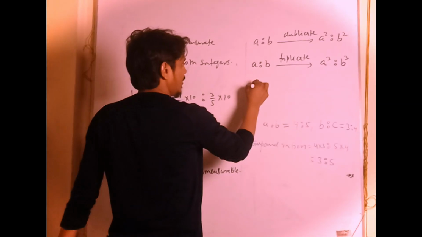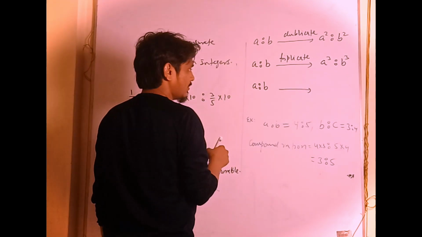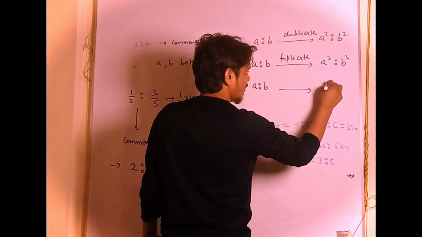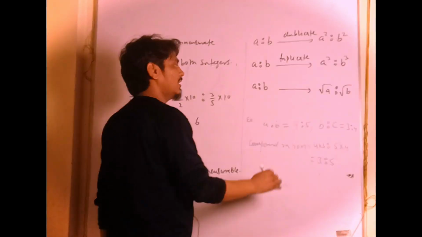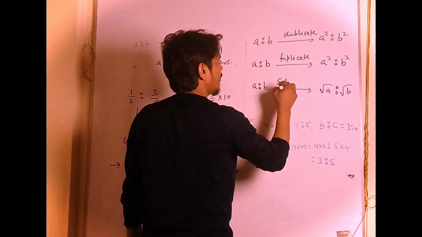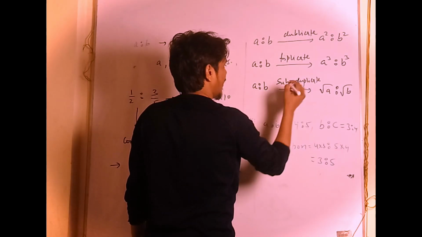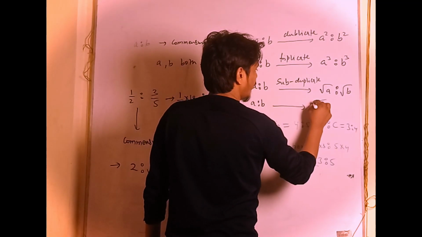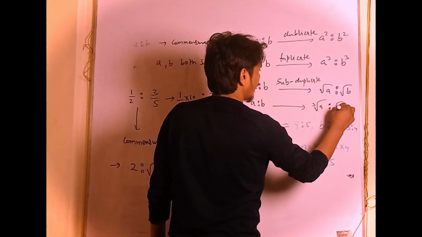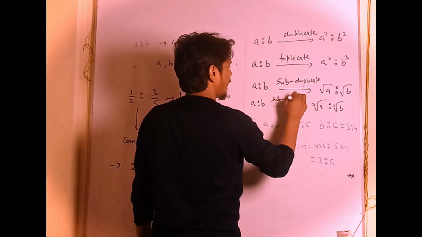And if we are taking, let's say, a square root of this A as well as B, that will give us square root A over square root B, that we call sub-duplicate. Likewise, we can write this as cube root of A ratio cube root of B, so we call it sub-triplicate.